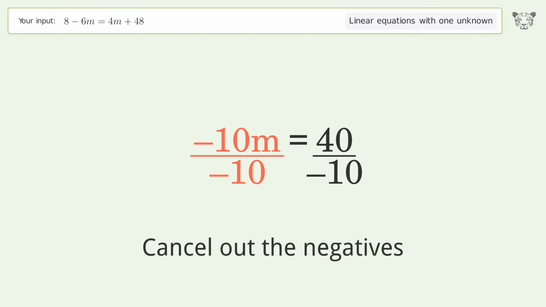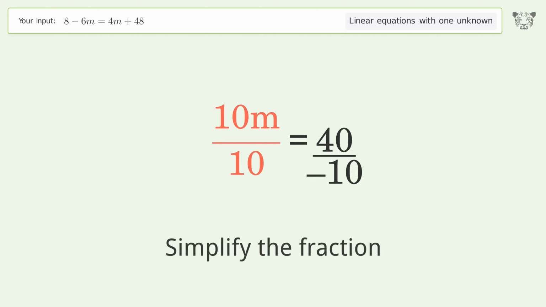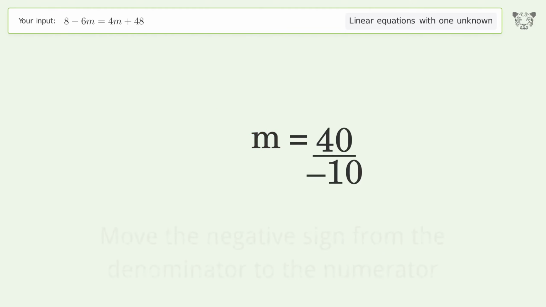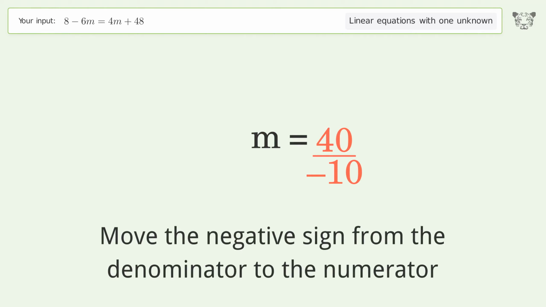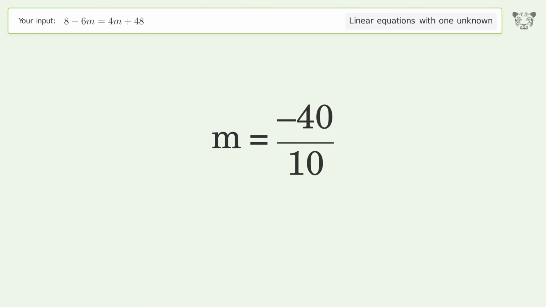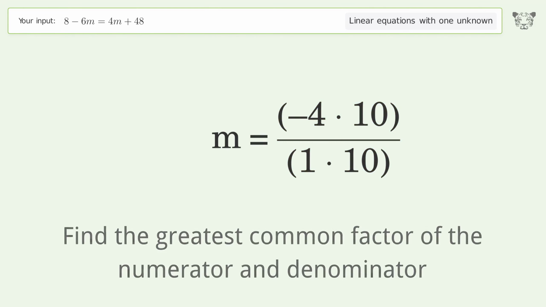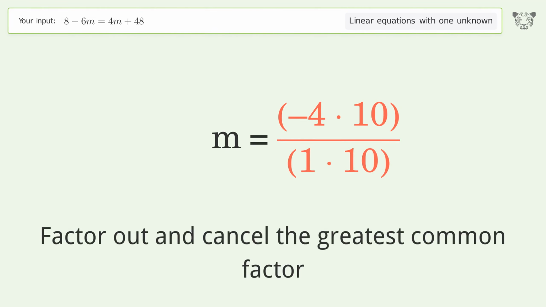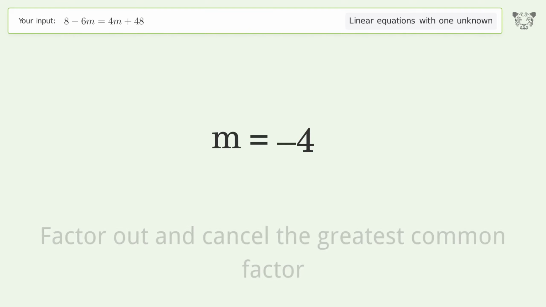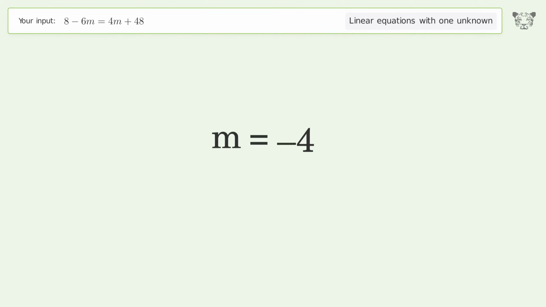Cancel out the negatives. Simplify the fraction. Move the negative sign from the denominator to the numerator. Find the greatest common factor of the numerator and denominator. Factor out and cancel the greatest common factor. And so the final result is m equals -4.